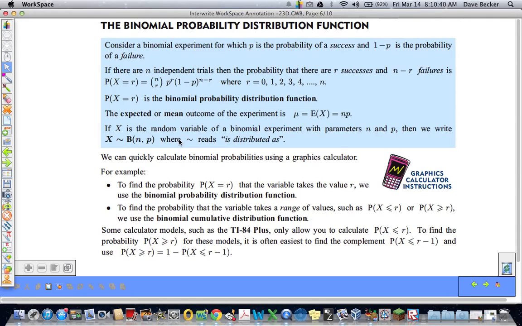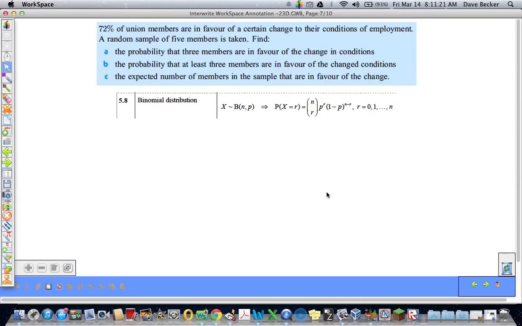Good news, boys and girls, our calculator will do the heavy lifting for us here. To find the probability that x equals r, a specific value, and this is very important, we will use the binomial probability distribution function. But if we're looking for a range of values, we will use the binomial cumulative distribution function. That's if x is less than or equal, or greater than or equal to a certain number of successes. Our calculator does both of those, and I'm about to show you how.